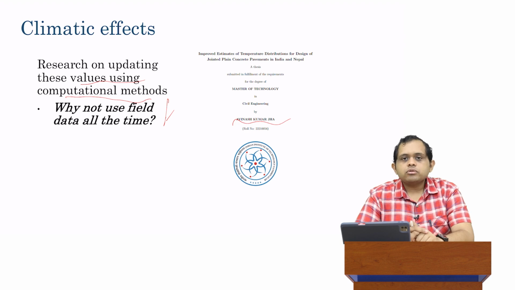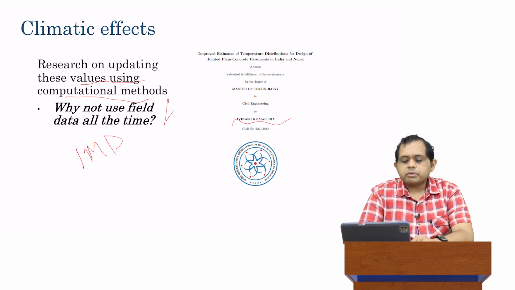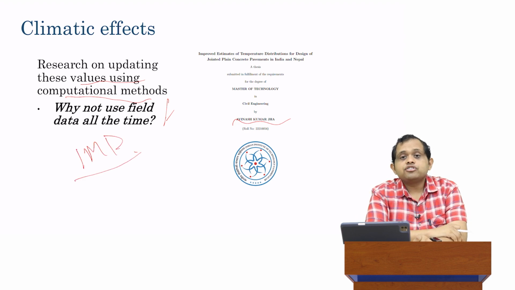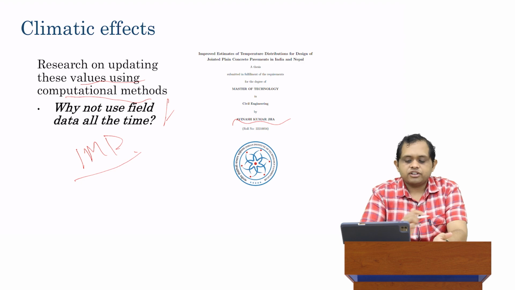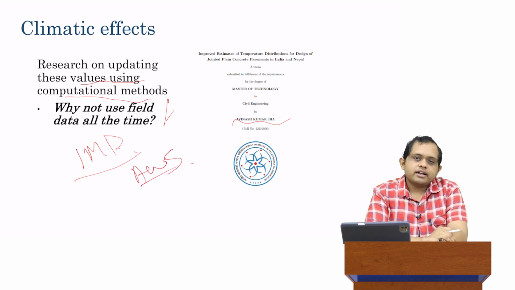That said, we have actually had a lot of success in India in collecting meteorological data. IMD, the Indian Meteorological Department, actually has hundreds of weather stations, which are called automated weather stations, AWS. They have a network of hundreds of AWS sensors distributed all over the country.